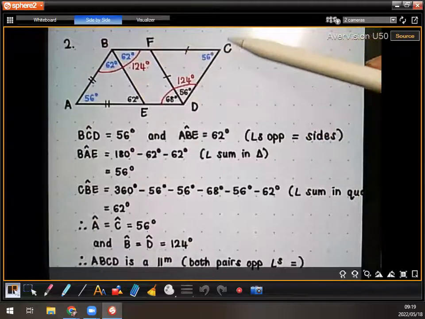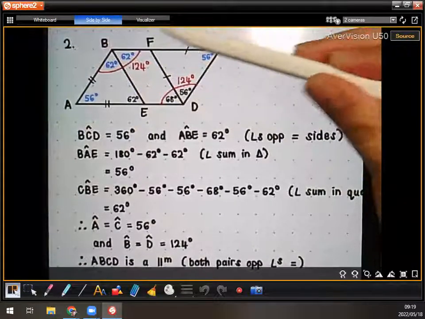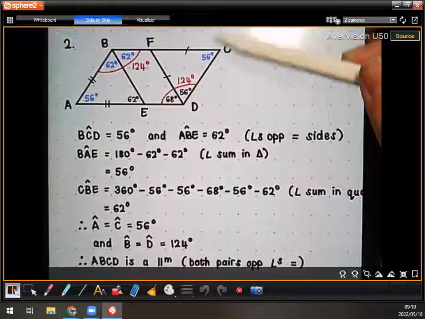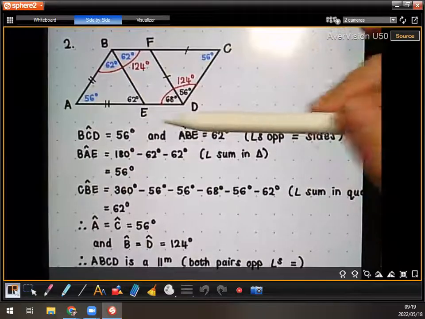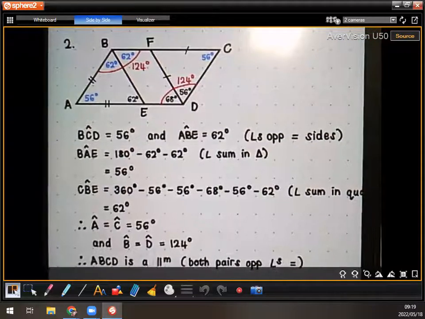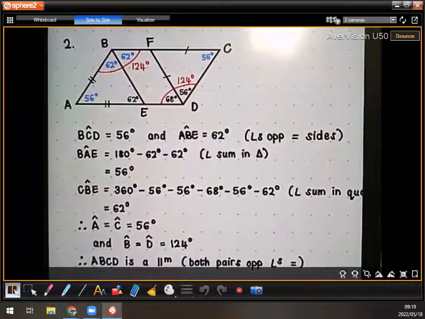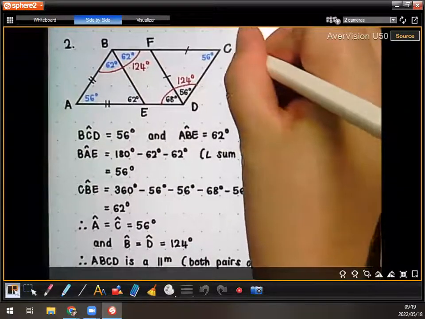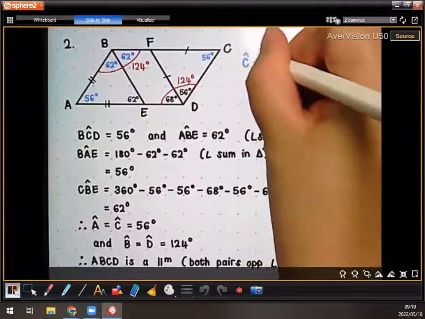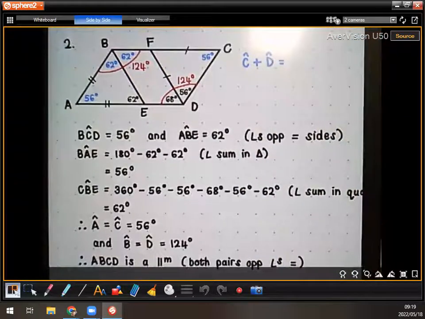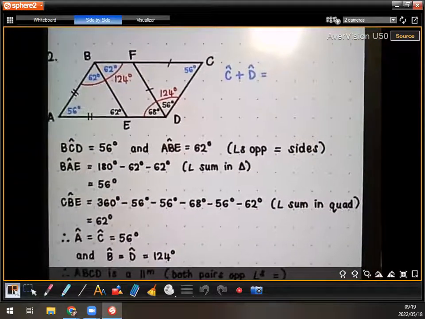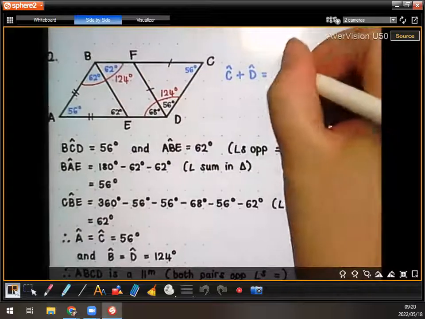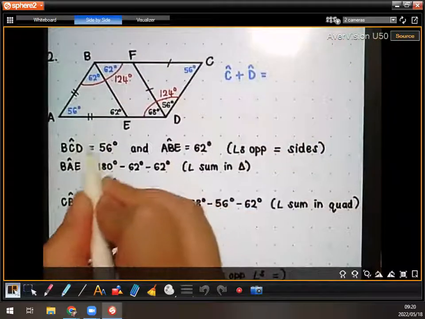Now, if I'm looking here, do we see that C shape? Co-interior angles form a C shape. And what do we know about co-interior angles? If they lie between parallel lines, they add up to 180. So let's say angle C plus angle D is equal to 56. You would have to do that calculation first, right?